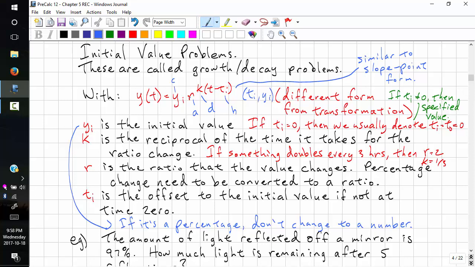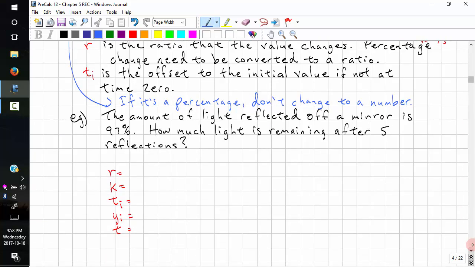Okay, let's look at some examples. The amount of light reflected off the mirror is 97%. How much light is remaining after 5 reflections? So r, we have 97 over 100. Remember, this is a percentage. We need to change it to a number, so it equals 0.97. k is equal to 1 because it takes one mirror to reduce it down to 97%.